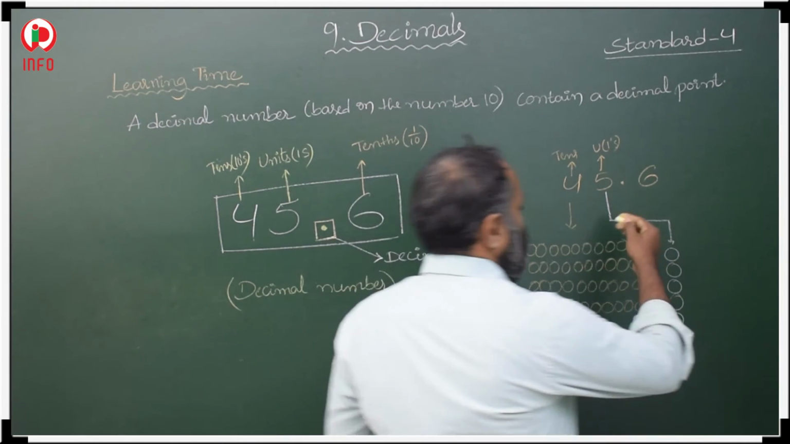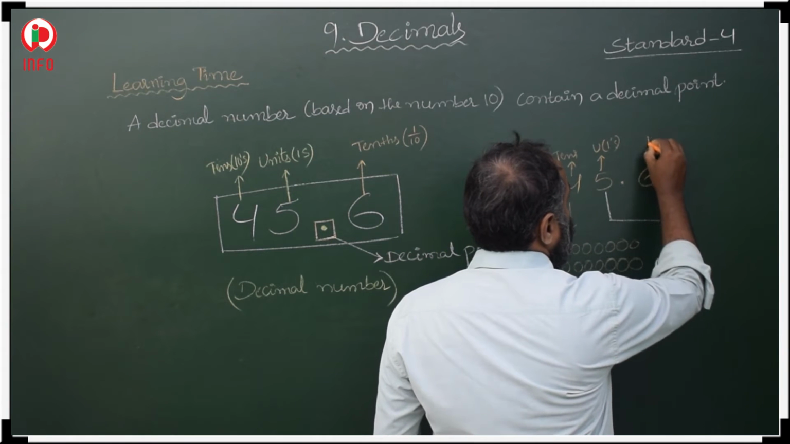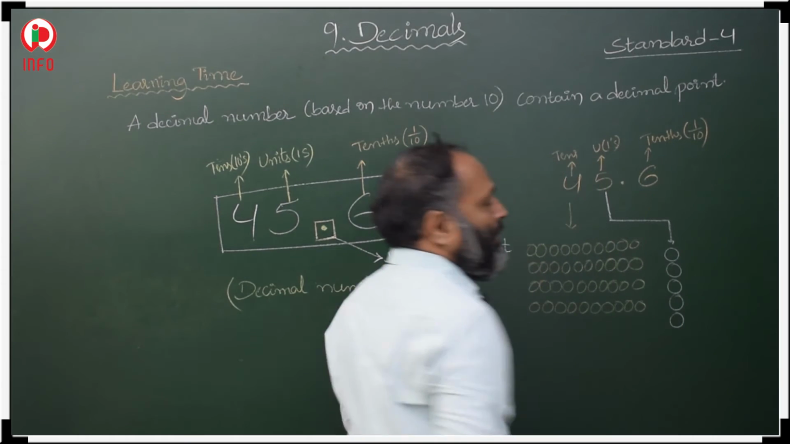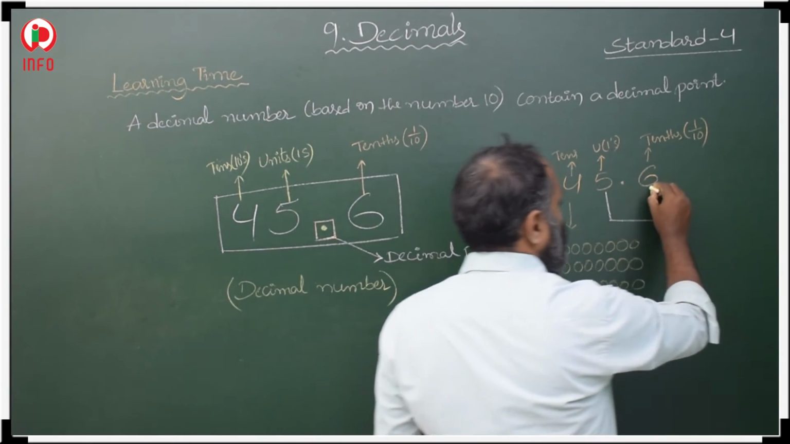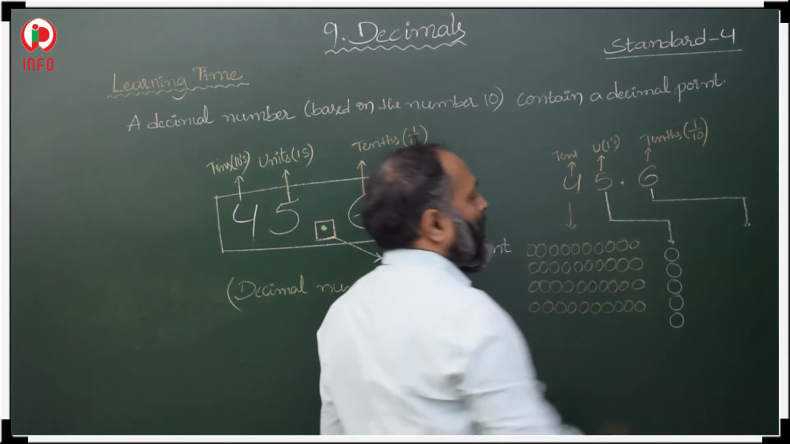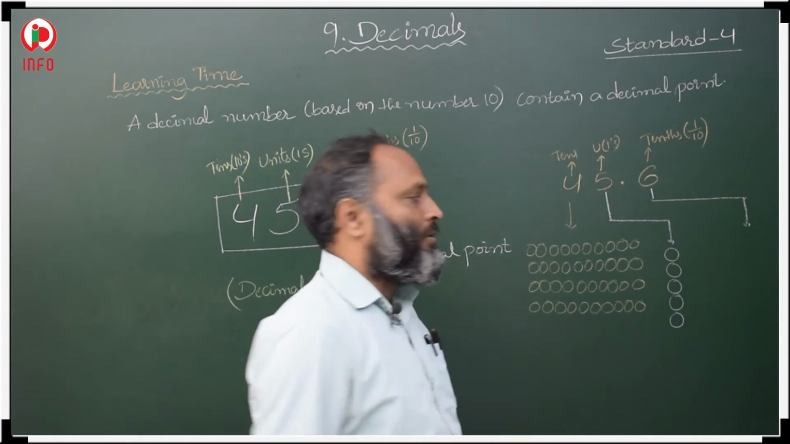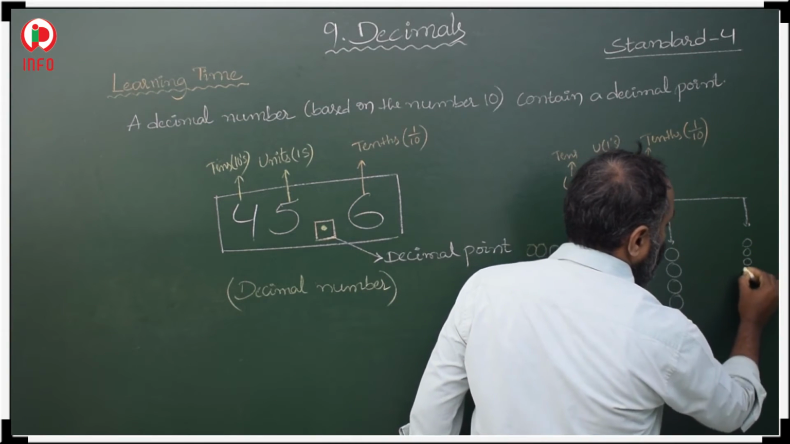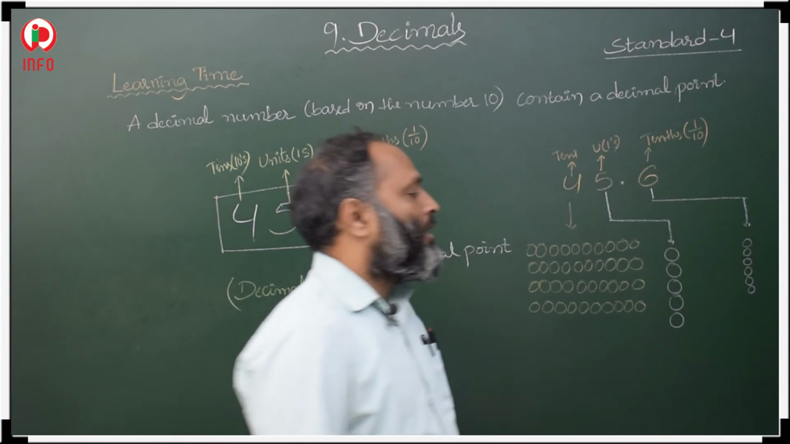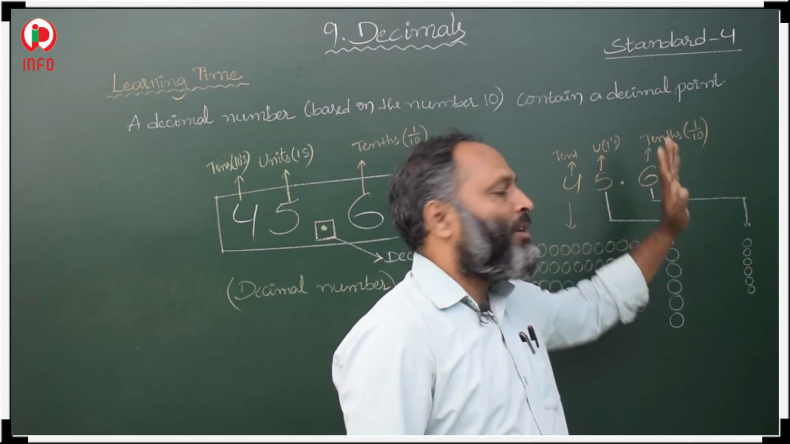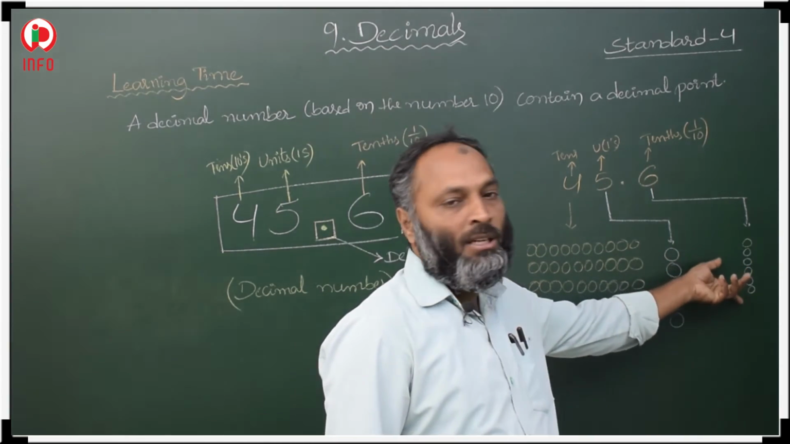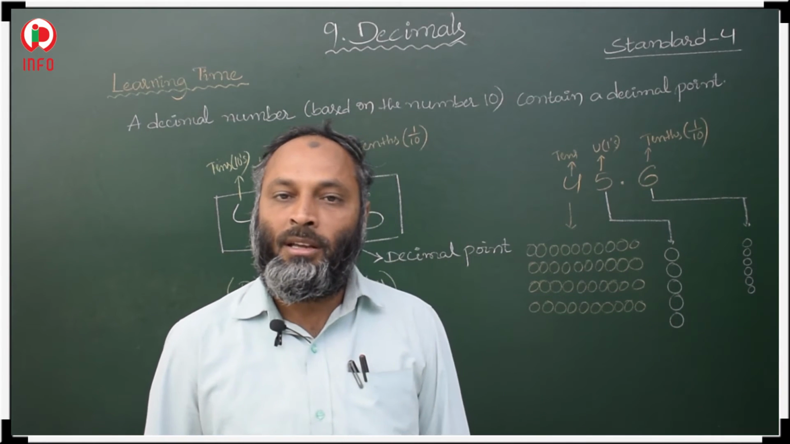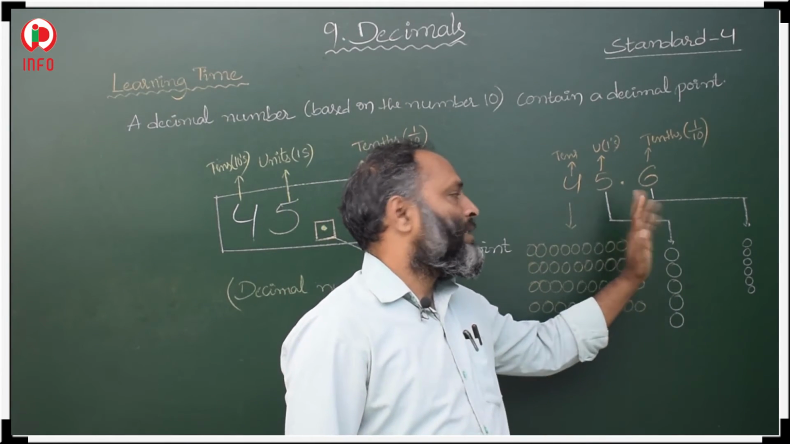Then 6 is in tenths place. Which place? Tenths place, that is 1 by 10. Then how to represent this using circles? Again we have to draw 6 circles, but small circles. These are a little bit bigger, so a little bit smaller circles you have to draw. 1, 2, 3, 4, 5, 6. Smaller circles we have to take. Why? These are the decimal numbers. For decimal numbers we use small circles, and for the values on the left side of the decimal point we use big circles to represent. Okay. This is 45.6. How to read?